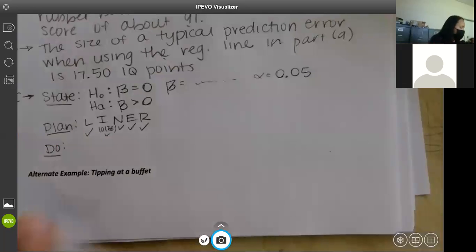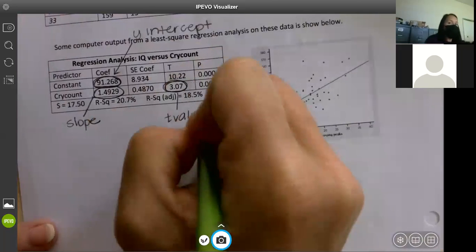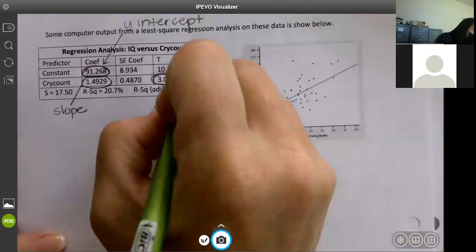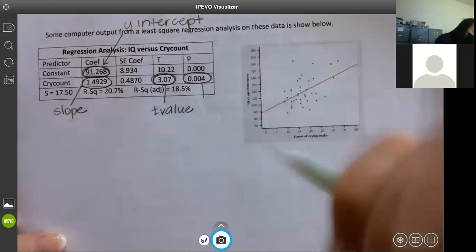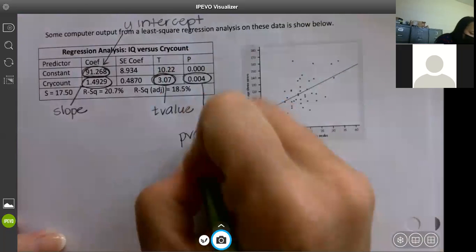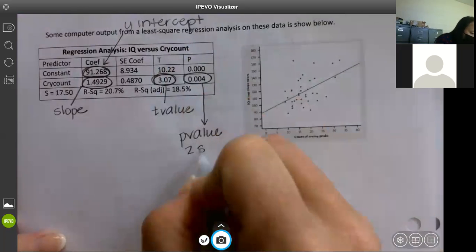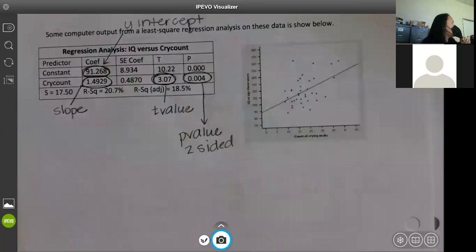So if we flip back, here's your T value. This is actually your P value, but you need to be careful because it is two-sided. Because your chart is not equal to, okay? It doesn't specify a side. So think about that for a minute. This is a two-sided p-value.